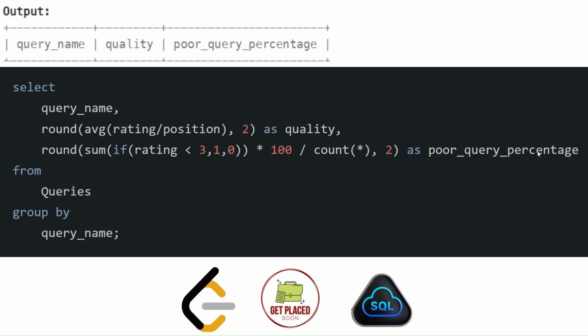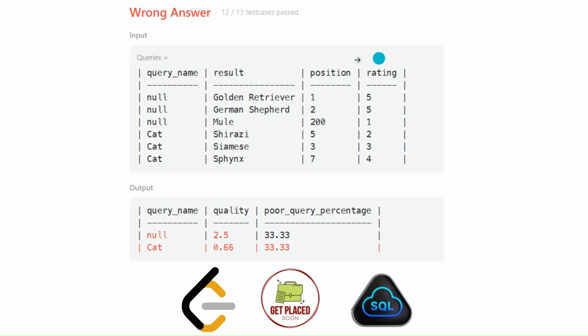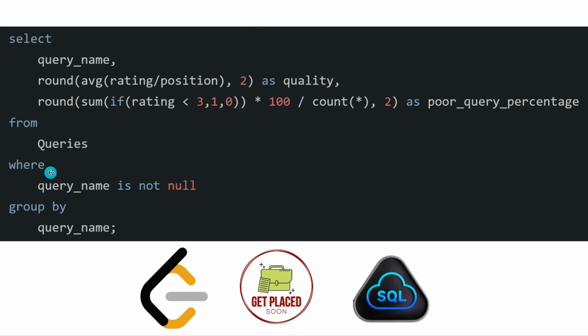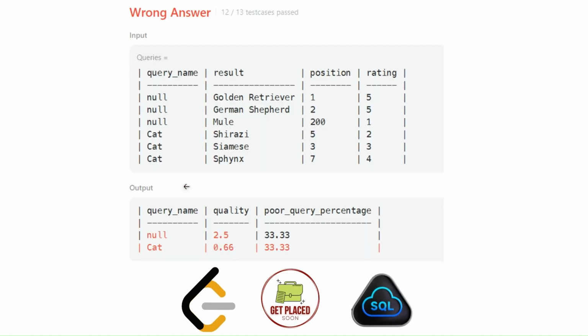We are not yet done. When you run this SQL statement, 12 out of 13 test cases passed. One test case is still not passed, because it says it has null values. Because there is one such test case with a null value in the query name, as you can see here. Therefore, to fix this and make all test cases pass, we can add one more statement saying where query underscore name is not null. Only not null values we will consider, and then we can solve.